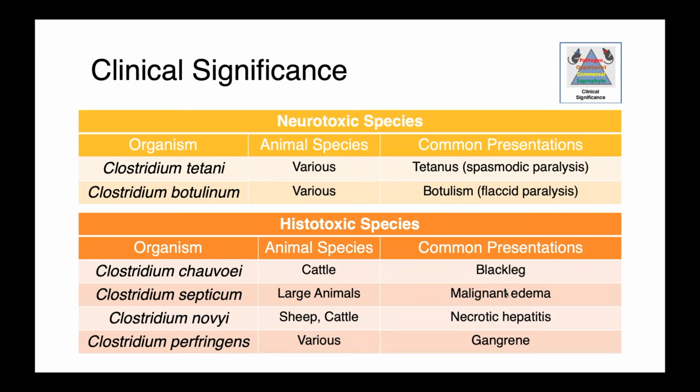Our histotoxic species, so those which affect solid tissues: Clostridium chauvoei, the cause of blackleg in cattle and other ruminants, Clostridium septicum, which causes malignant edema, Clostridium novyi, which causes necrotic hepatitis, and then certain strains of Clostridium perfringens, which can cause gangrene in many animal species, including humans.